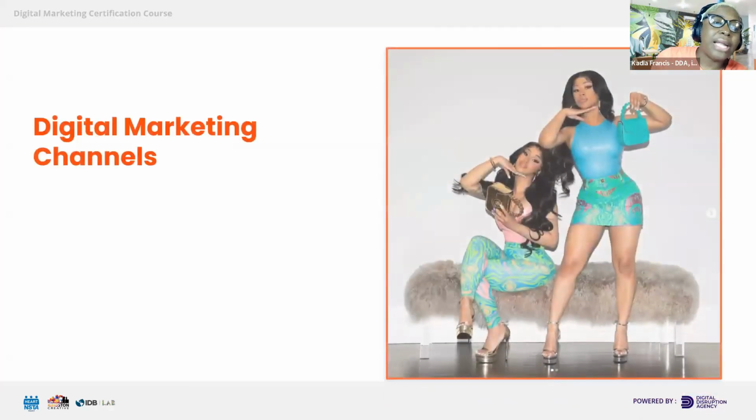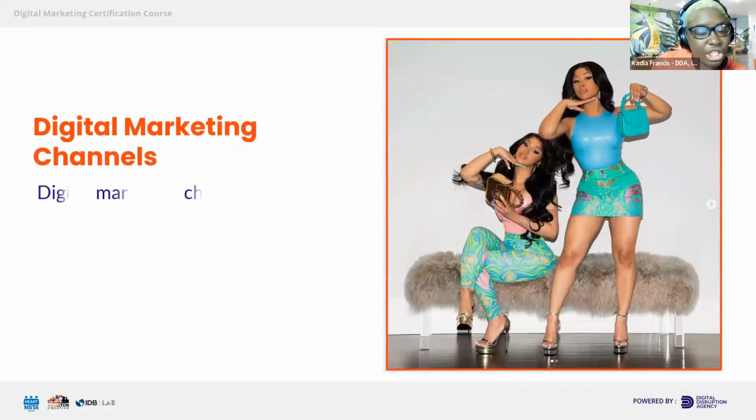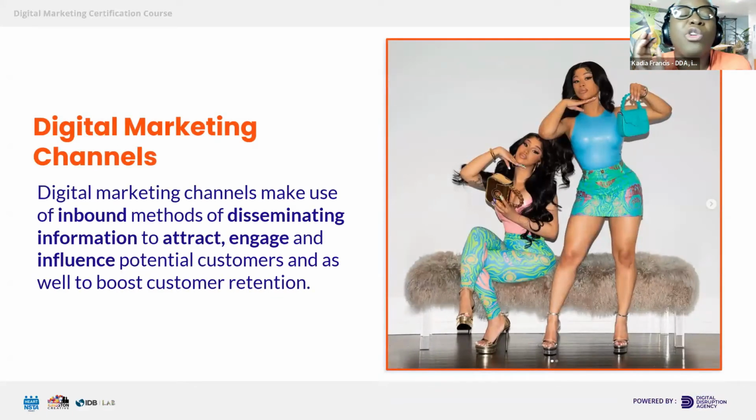All right, let's look at some digital marketing channels. So we just said that traditional marketing channels make use of outbound, mass messaging, pushing that message out to as many people as they can, right? But with digital marketing, for the most part, because you do have outbound strategies and techniques within the digital space, but for the most part, especially on social media channels, you have what we call inbound marketing.